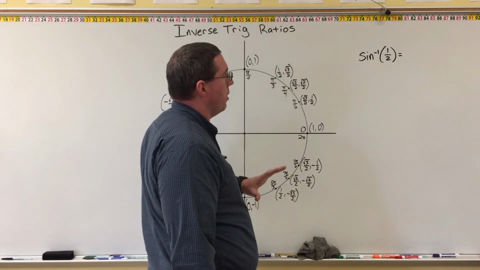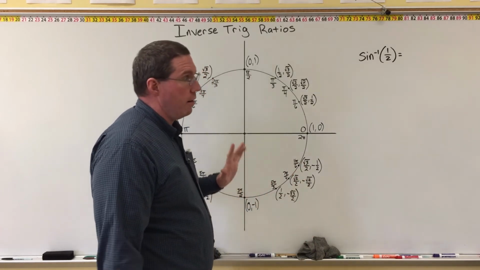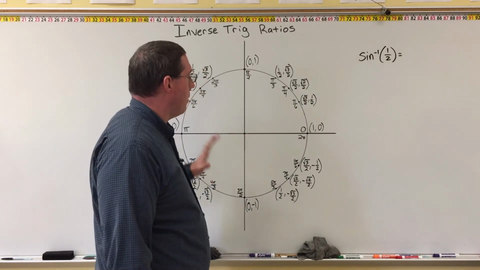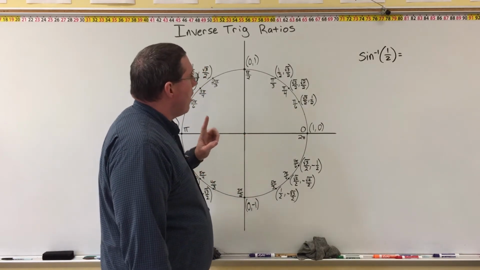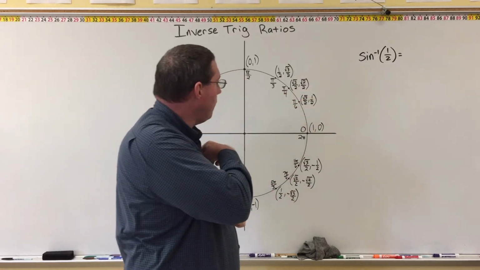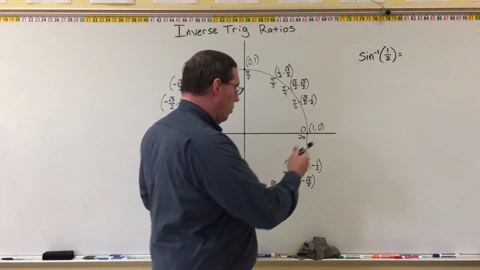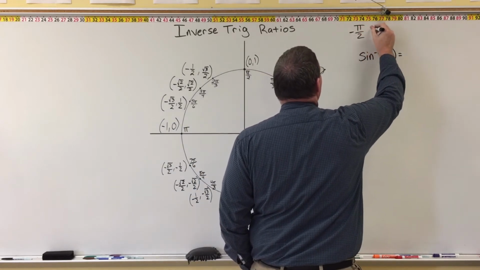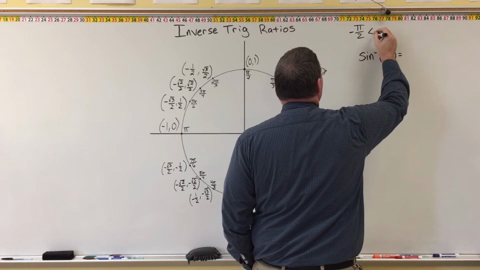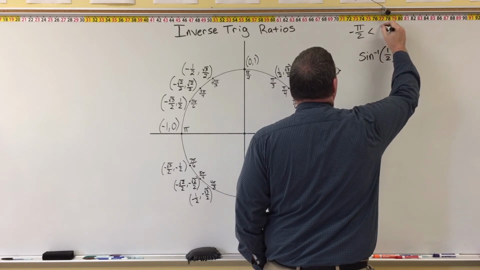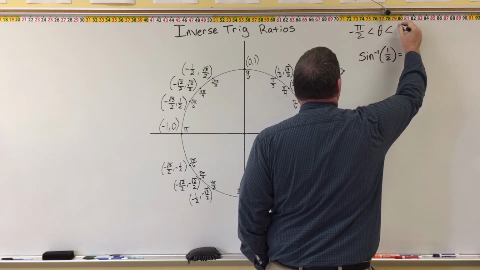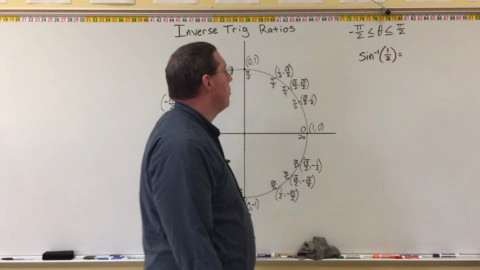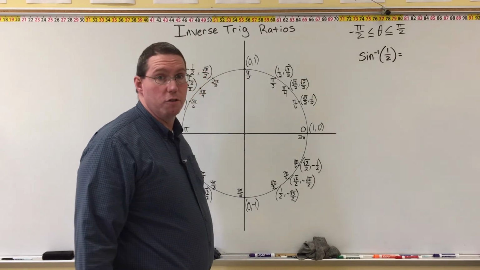And here's what we have decided. Well, someone decided this. I wasn't in the meeting, so this is hundreds of years ago. Somebody decided, maybe thousands of years ago, that for sine, all of the answers are going to fall between negative pi over 2 and pi over 2, including those endpoints, okay? They're all going to fall between negative pi over 2 and pi over 2.